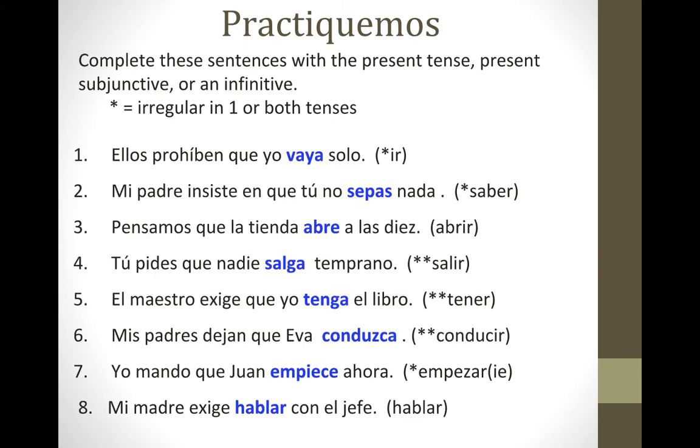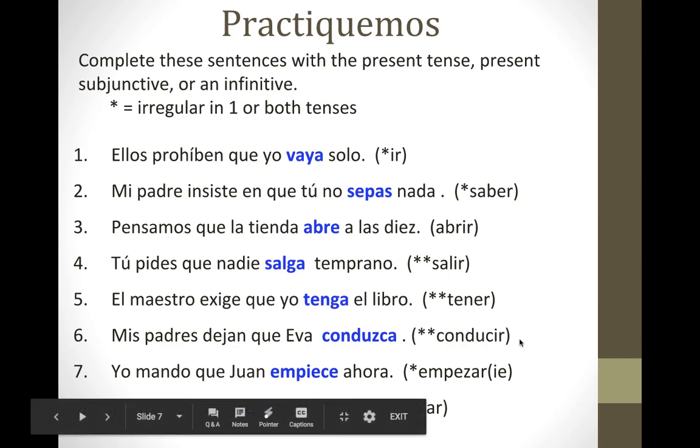Repasemos. Number 2, my dad insists that you don't know anything. You do need subjunctive here. That's a weird verb. Sepas. Number 3, we think that the store opens at 10. Pensar is not a weird verb. That is a verb of certainty, so you need here the present tense, abre. Number 4, you ask that no one leaves early. That's your request. That is a weird verb. You need here present subjunctive, salga. Number 5, the teacher demands that I have the book. Again, exigir is a weird verb, and there's a change in subject, so I need here tenga.